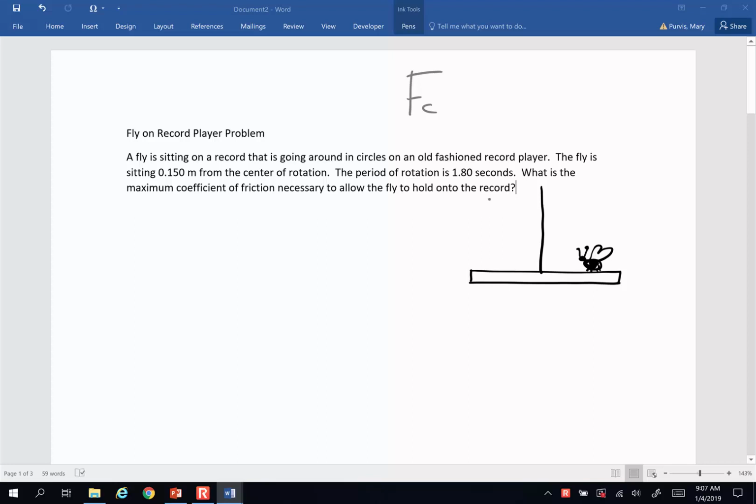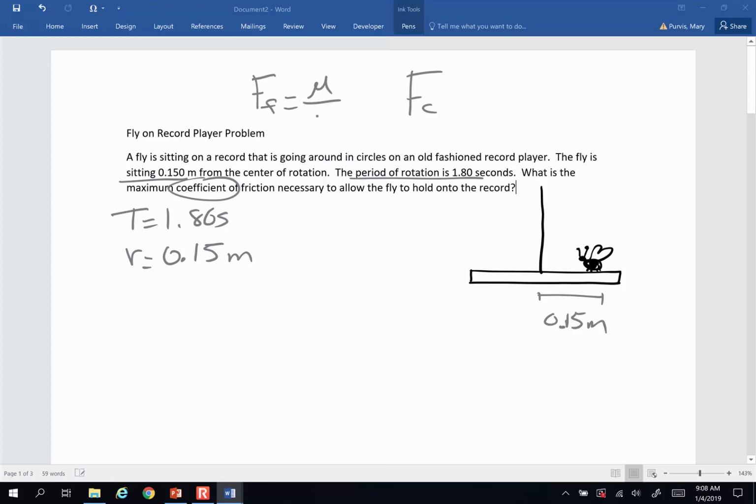So let's write down what we know. We know the period of rotation is 1.80 seconds. We know the fly is 0.15 meters from the center, so that is his radius from the center of rotation. And I want to know the coefficient of friction. Well, that goes back to the old friction force is mu times normal force, and I'm looking for mu, the coefficient of friction needed so that the fly can hang on to the record.